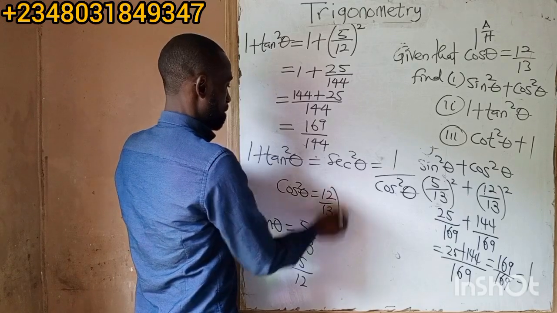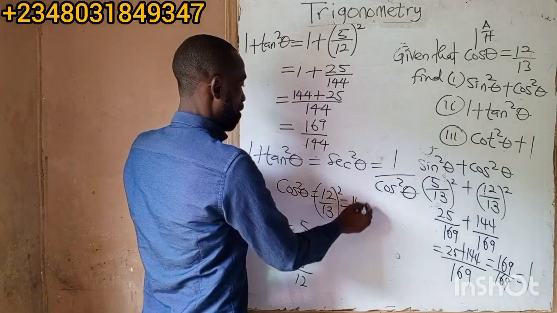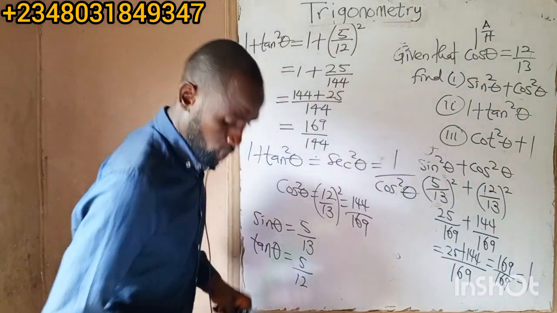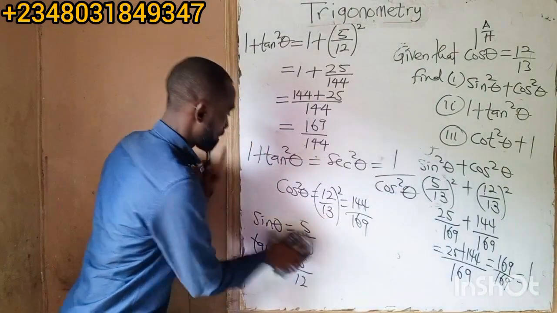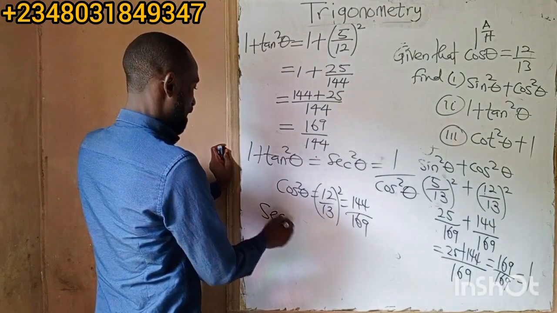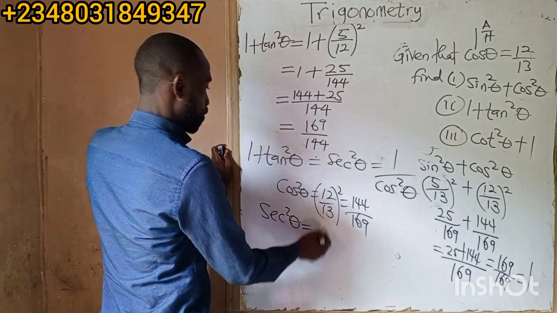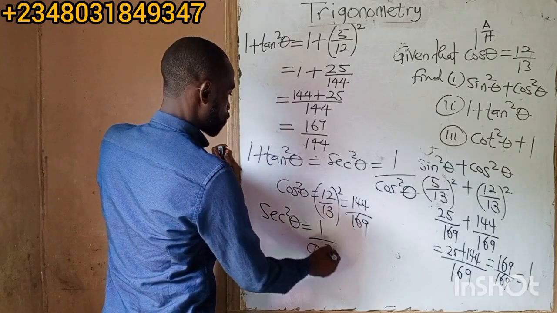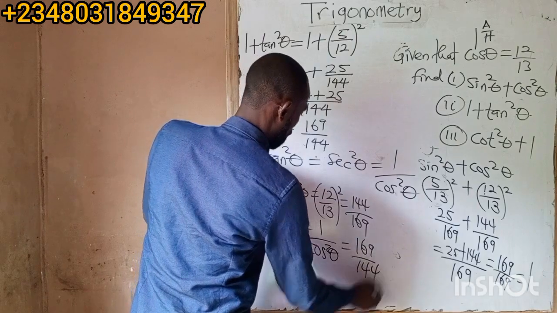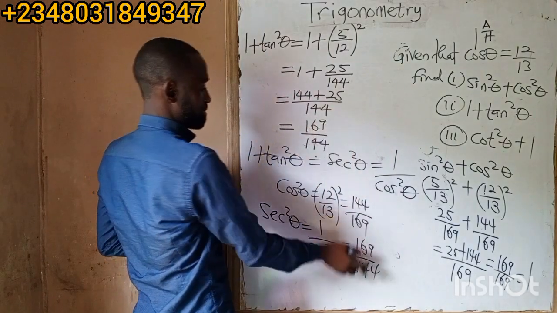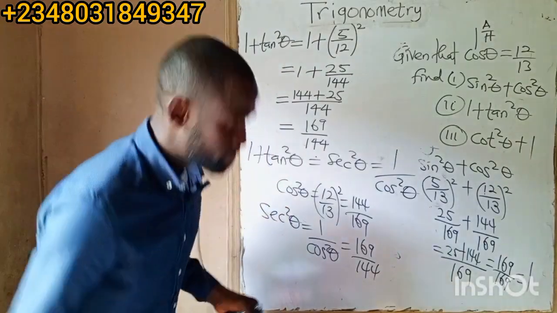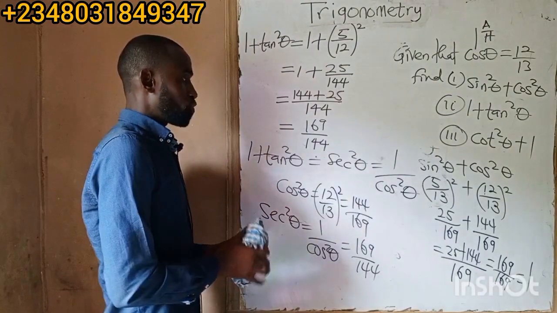(12/13)² goes to 144 over 169, so the inverse of it will now be 169 over 144. The same way, our sec² theta, which is 1 over cos² theta, will now be equal to 169 over 144, which is what we have here, the same thing. Is it clear? So we have the same result.